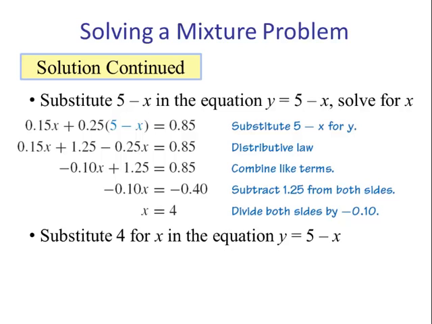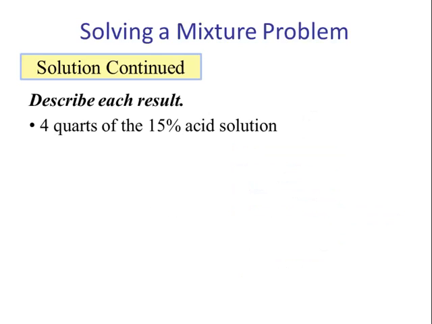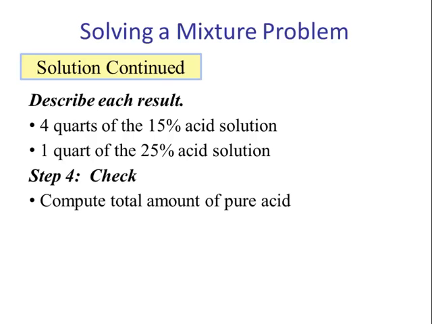To find y, we substitute 4 back into one of the equations. The easiest to use is y equals 5 minus x, and we see that y is equal to 1. So putting the answer back into the terms of the problem, we have x is 4. So 4 quarts of the 15% solution and 1 quart of the 25% acid solution should be mixed together to make 5 quarts of 17% acid solution.